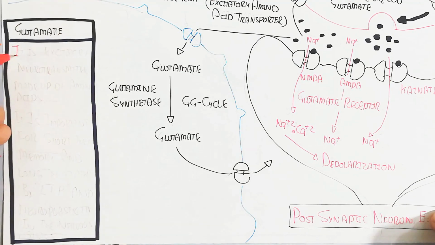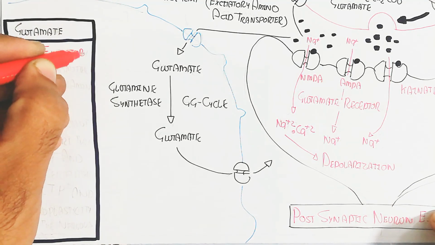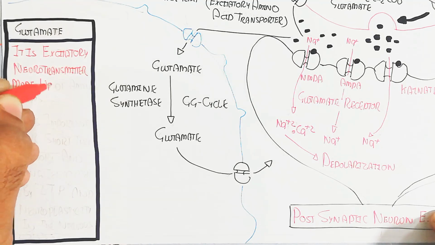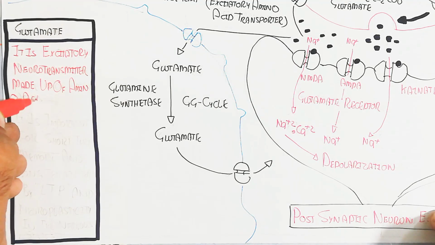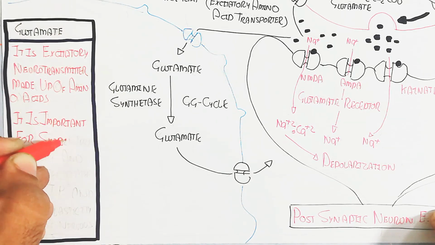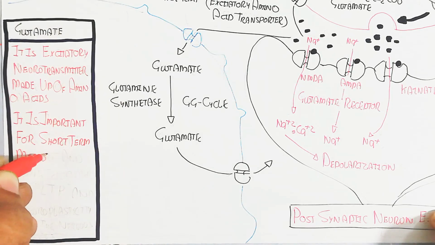Glutamate is an excitatory neurotransmitter made up of amino acid. It is important for short-term memory and long-term memory, even long-term potentiation and neuroplasticity in the neurons.